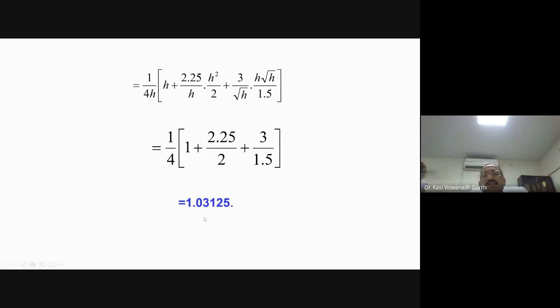the value of beta. So we have calculated the kinetic energy correction factor. You have calculated the momentum correction factor, alpha and beta.